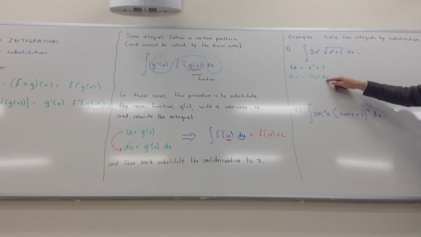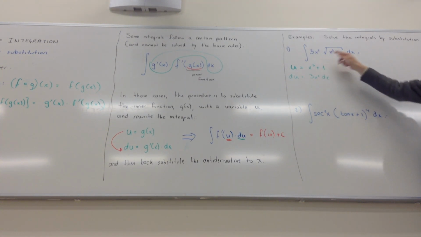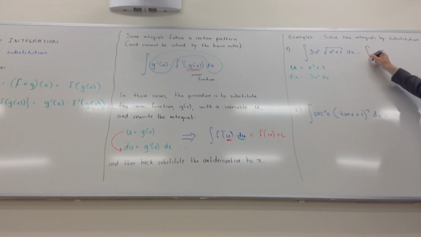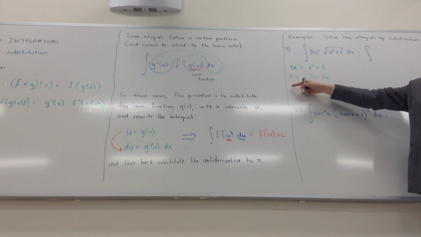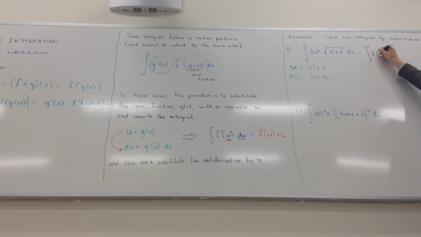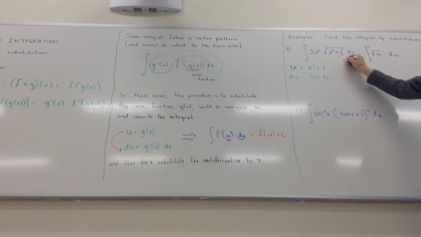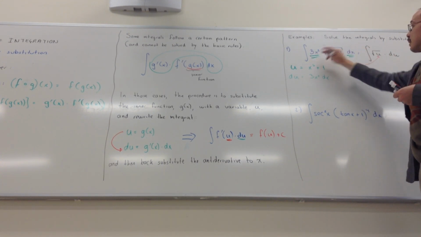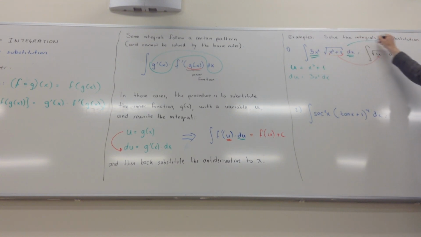Don't forget to put the dx. The dx is important, because dx is also part of what I have in the integral. And now, we're going to rewrite everything in terms of u and du. So now you have square root of u times du. I just rewrote everything. I rewrote this into u. And I rewrote 3x squared dx together into du. Okay? Now, do you understand that? Yes.